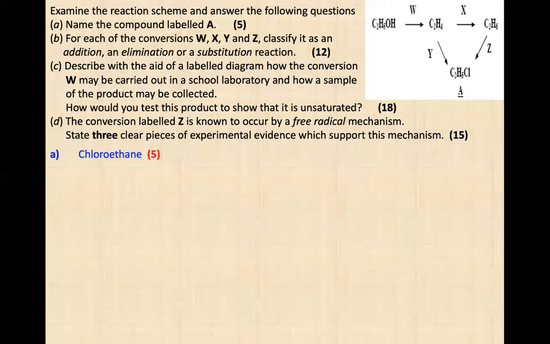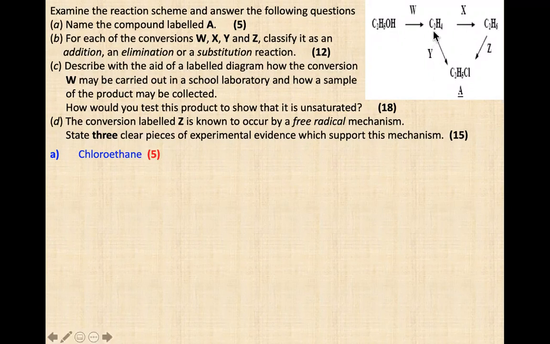Right, now, I'm just going to move. I don't know whether you can see this bit here that I've just moved out the way. So here's the thing. So W, we're going from ethanol to ethene. We're taking out water and we're forming a double bond. So that is elimination for W, right? W is elimination. X, I'm going from ethene to ethane. That's an addition reaction by adding in hydrogen.